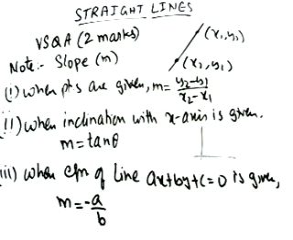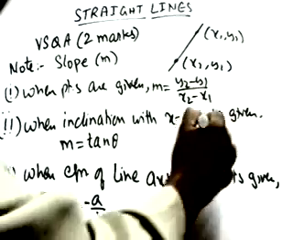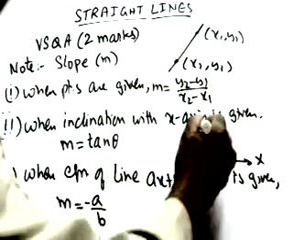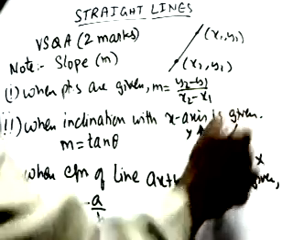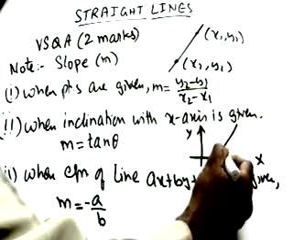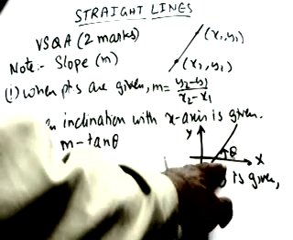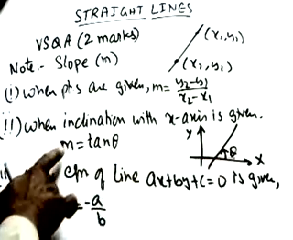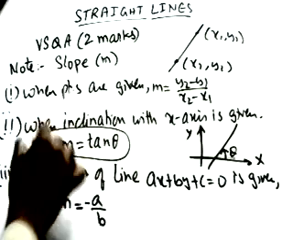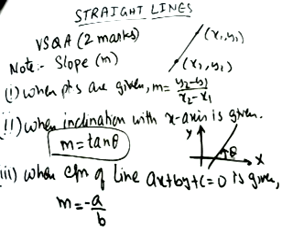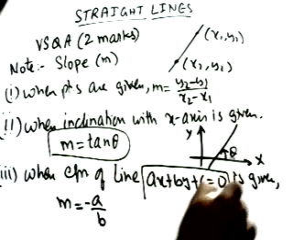And sometimes we have to find the slope when the angle with the x-axis, the inclination, is given. Suppose this is the coordinate axis, x-axis, y-axis, and this line is here, making a positive angle with the positive x-axis. Suppose theta is the angle with the x-axis, then the formula will be m equals tan theta.